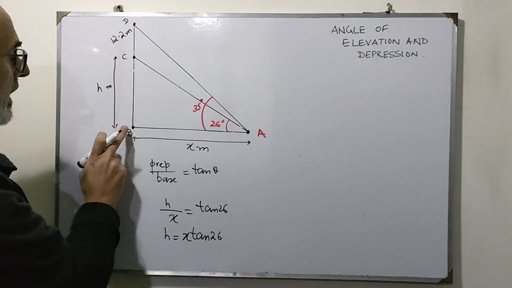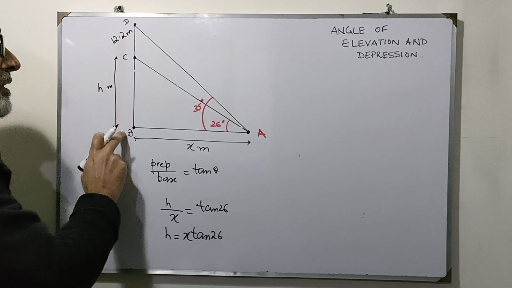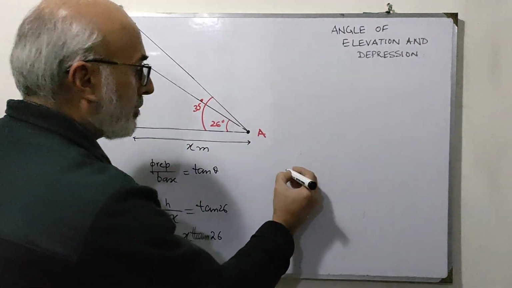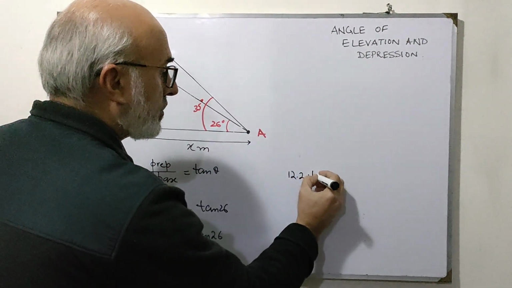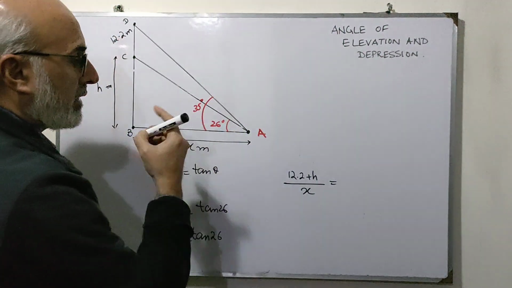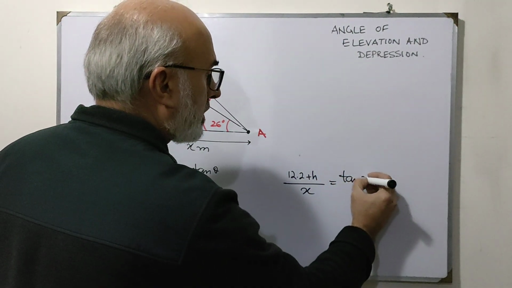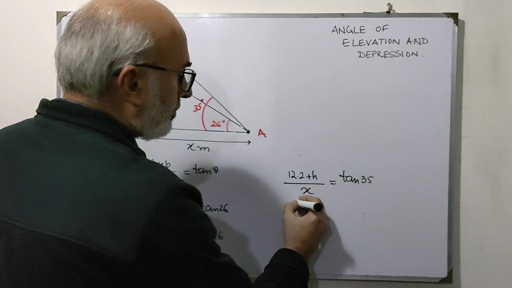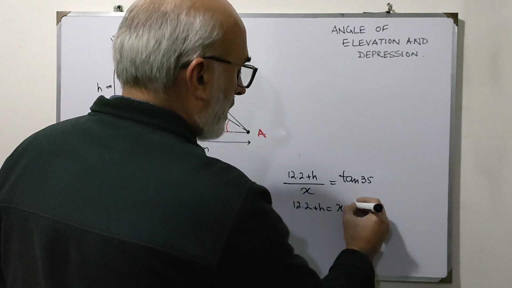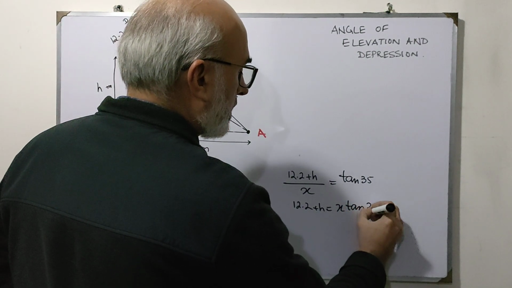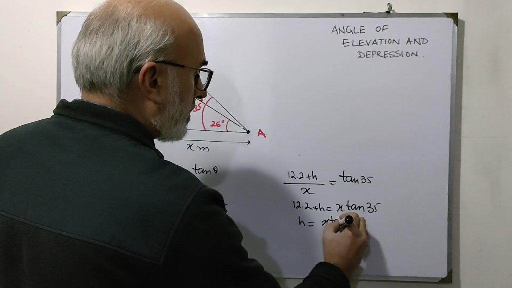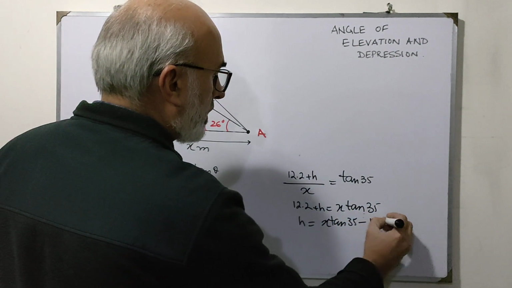Okay. Now I am going to consider somebody looking towards the top of the flagpole. So what will be the total height from the base of the building till the top of the flagpole? The perpendicular will be 12.2 plus h over the base, which remains the same, x, is equal to tangent 35. So 12.2 plus h is equal to x tangent 35, and I can write it like this: h is equal to x tangent 35 minus 12.2.